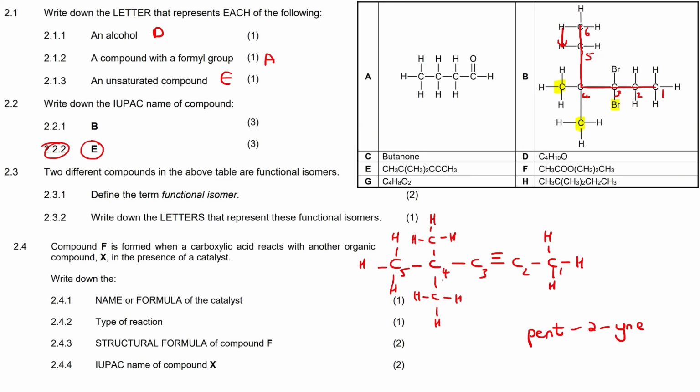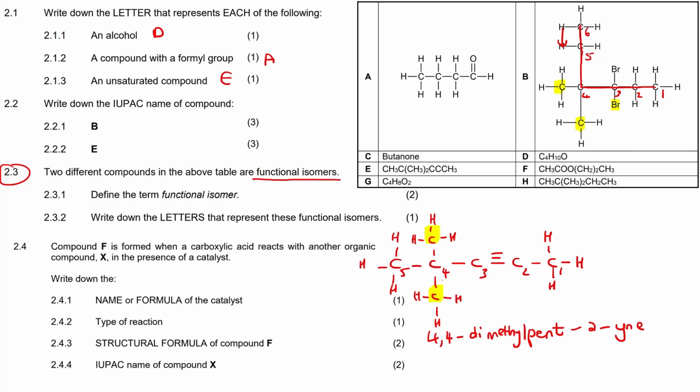So what we'll notice is that on carbon 4, we're going to have a methyl up here and a methyl down here. And so on carbon 4 and 4 again, we're going to have 2 methyls. So we're going to say dimethyl. Okay, now this question: 2 different compounds in the above table are functional isomers.